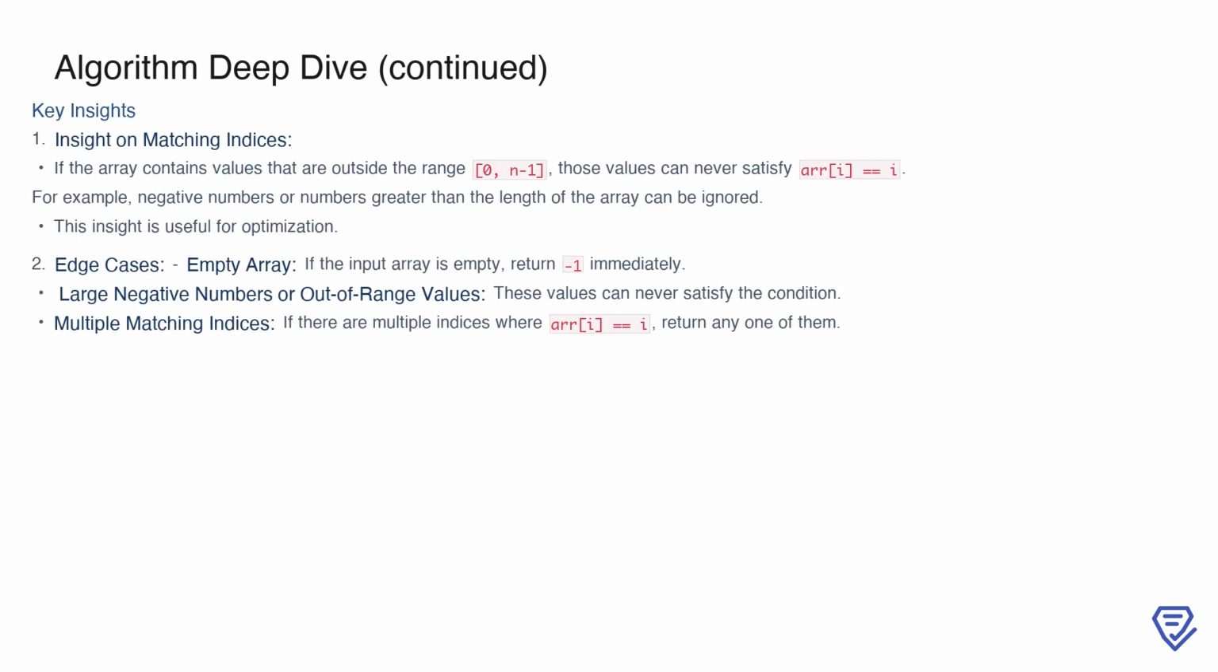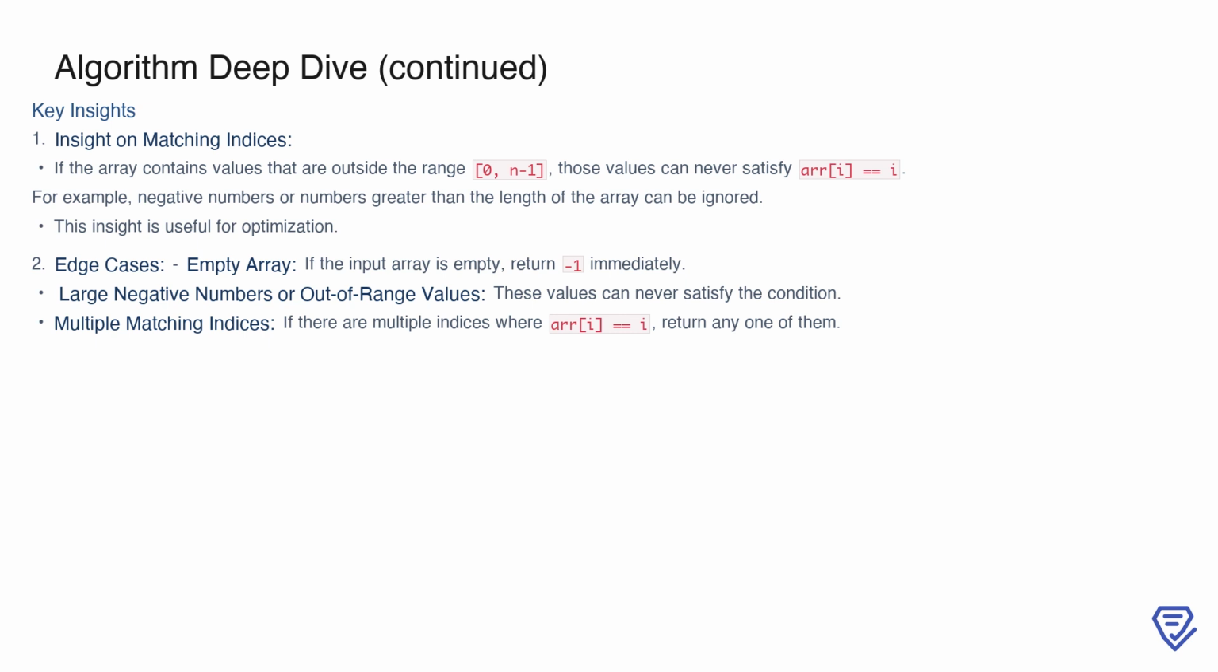To optimize our approach, we can leverage some key insights about the problem. First, any value in the array that is outside the range 0 to n-1 cannot possibly satisfy the condition ARR[i] equals i. For example, negative numbers or values greater than the highest index of the array can be ignored right away. This insight helps us focus only on relevant values.